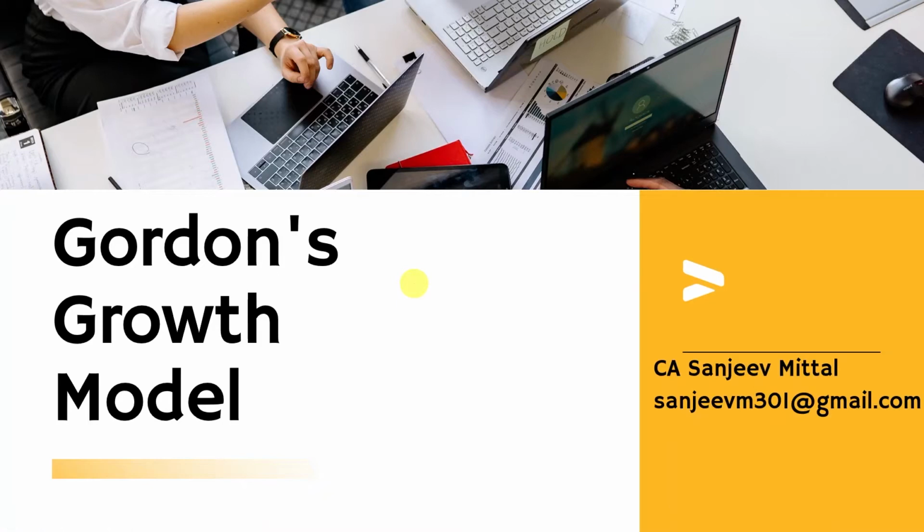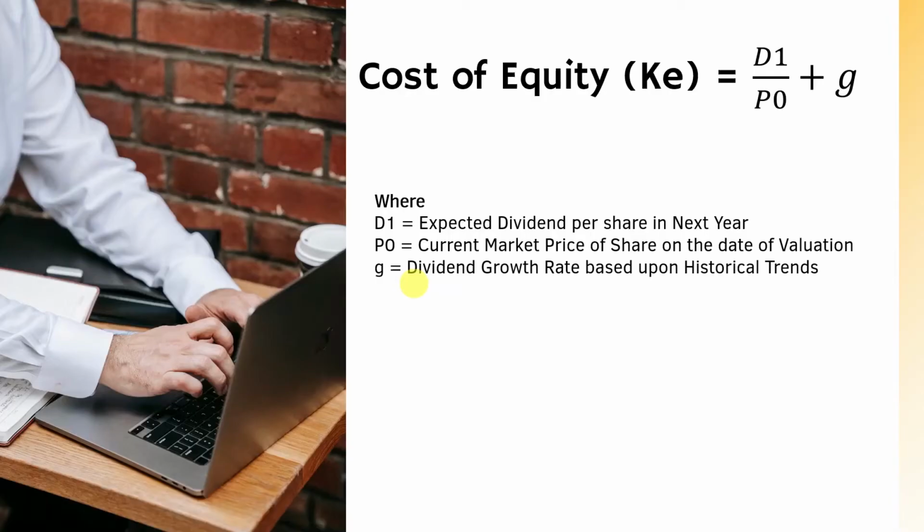Let's try to find out our cost of equity using Gordon's growth model. Inside Gordon's growth model, we can simply say that the cost of equity, that is Ke, is equal to D1 upon P0 plus g.